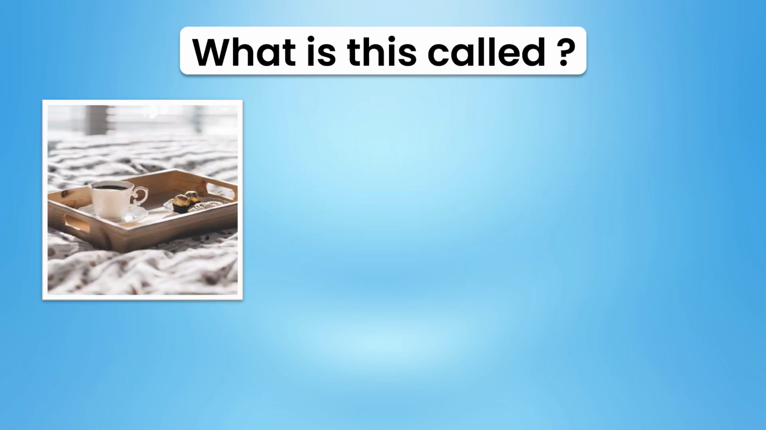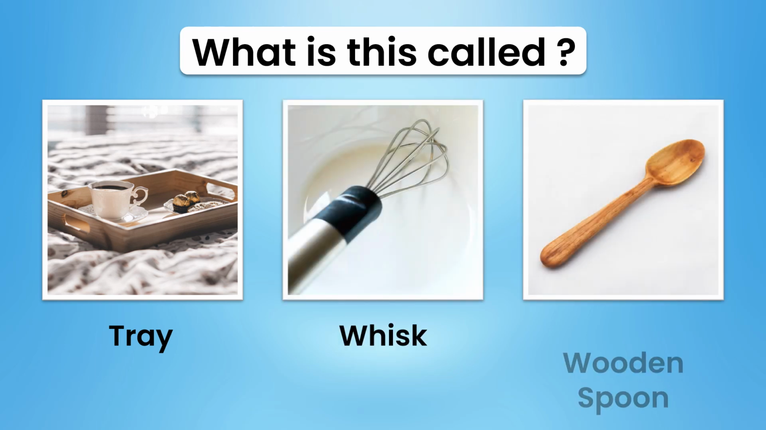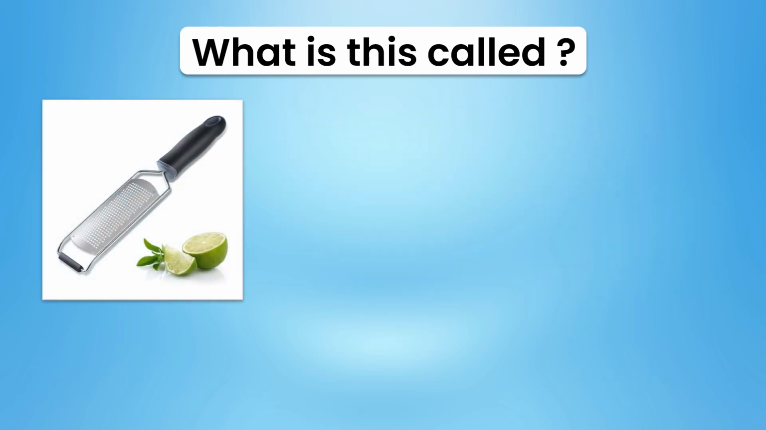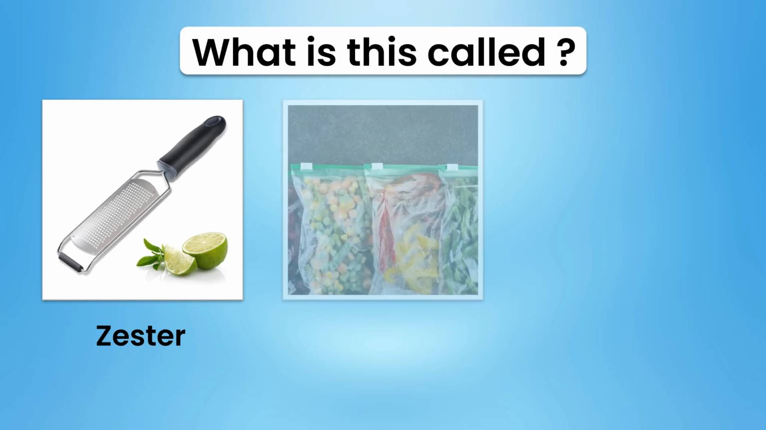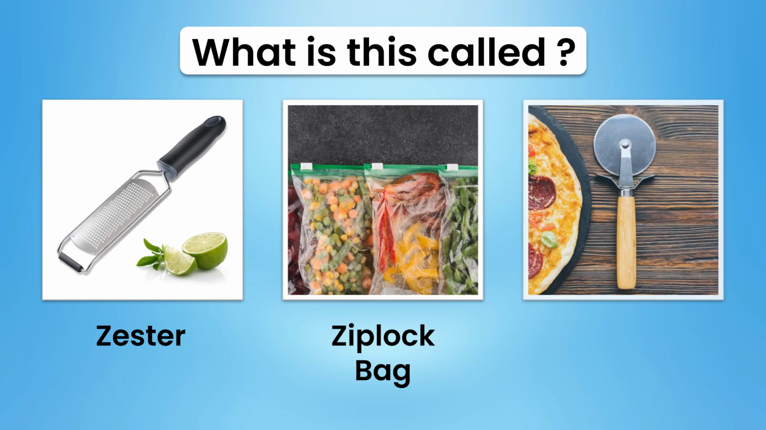What is this called? Tray. Whisk. Wooden spoon. What is this called? Zester. Ziploc bag. Pizza cutter.